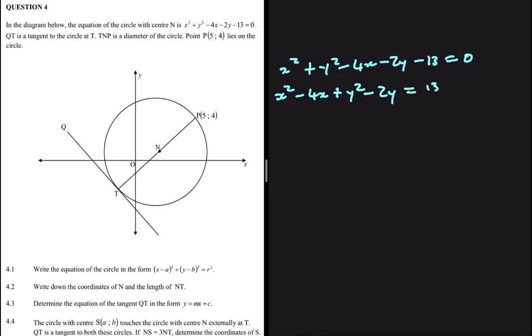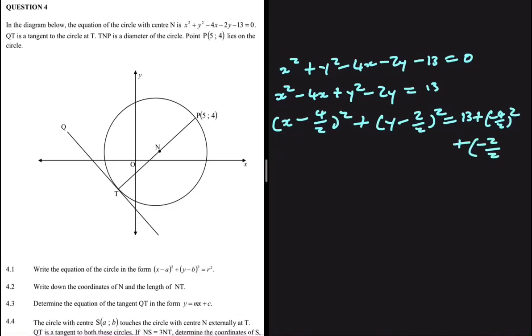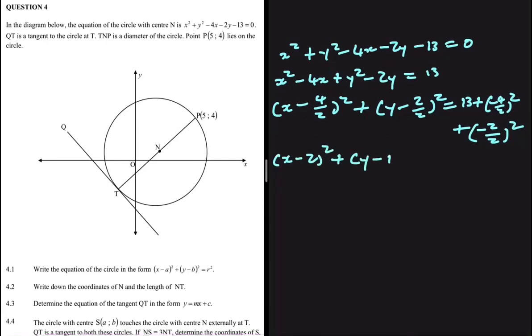The next step you probably want to take is to complete the square. What do we mean by that? So we have (x minus 4 divided by 2) squared plus (y minus 2 divided by 2) squared being equal to 13 plus (minus 4 divided by 2) squared plus (minus 2 divided by 2) squared. There we go. So we're gonna have (x minus 2) squared plus (y minus 1) squared being equal to 18. So that is the equation of the circle.